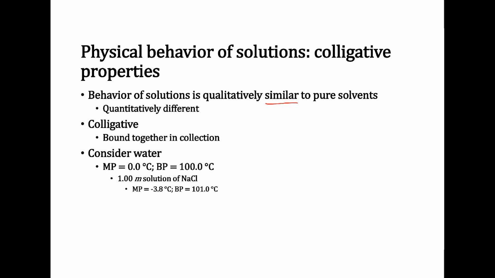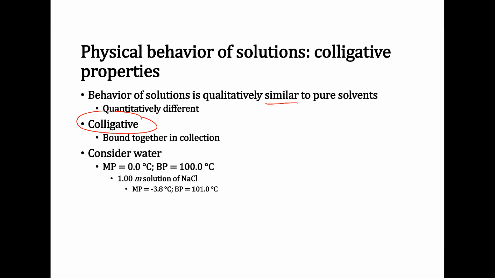There will be slight exceptions here and there, and maybe you'll have a higher boiling point or a lower freezing point. But what we're going to see is we can actually predict those changes using colligative properties. Colligative just means that all of these properties are bound together, so we're going to relate all of these properties in the coming lectures.